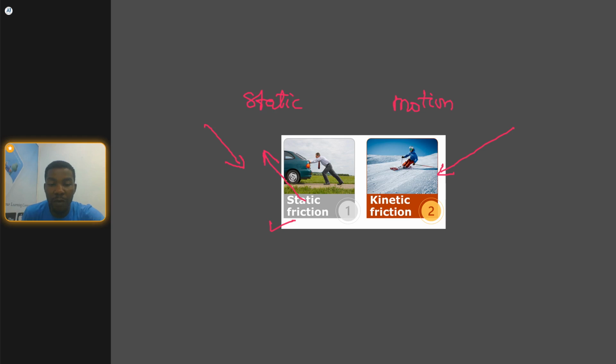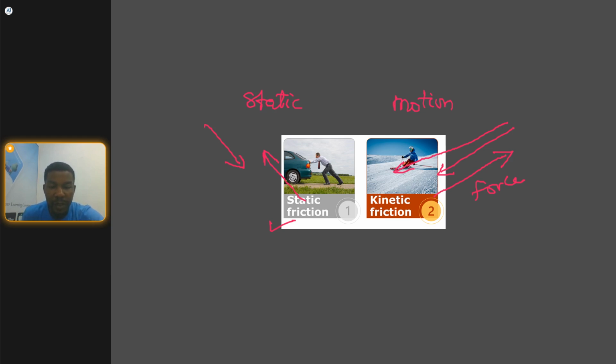There will be a force that is moving against the motion. The motion of this man is that he's trying to move towards this direction, and there is another force that is also moving against him. So we have two opposite forces acting, trying to resist. There's a force trying to resist the motion of this man. And such type of friction is called the kinetic friction because it is a friction that happens in motion.